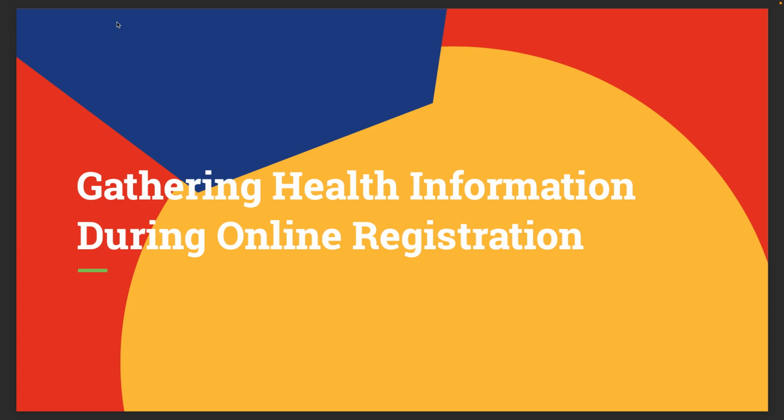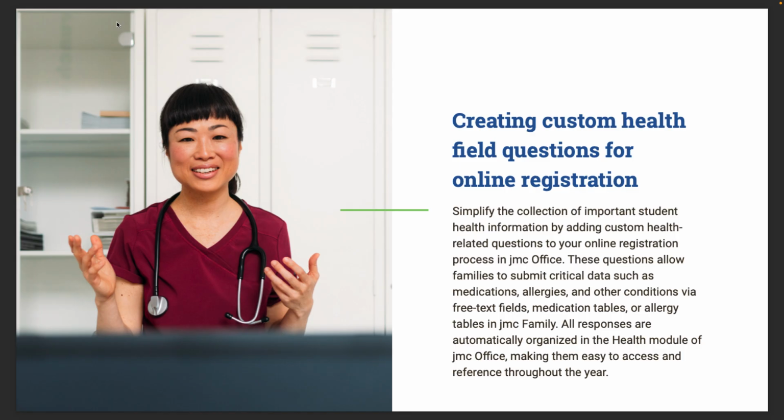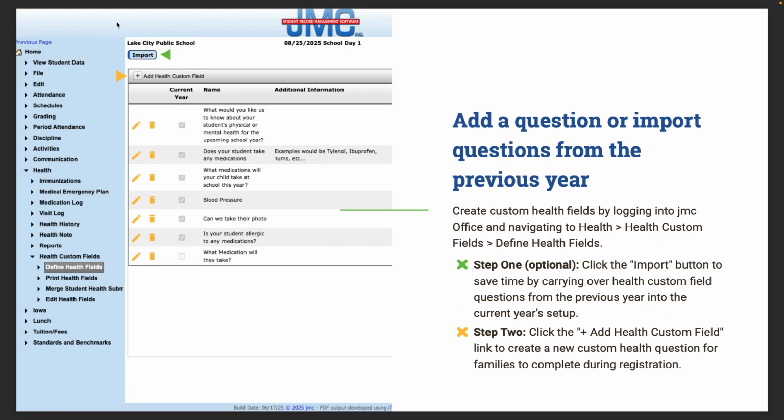We'll talk about gathering health information during online registration. Simplify the collection of important student health information by adding custom health-related questions to your online registration process in JMC Office. These questions allow families to submit critical data such as medications, allergies, and other conditions via free text fields, medication tables, or allergy tables in JMC Family. All responses are automatically organized in the health module of JMC Office, making them easy to access and reference throughout the year. Create custom health fields by logging into JMC Office and navigating to Health, Custom Fields, Define Health Fields.